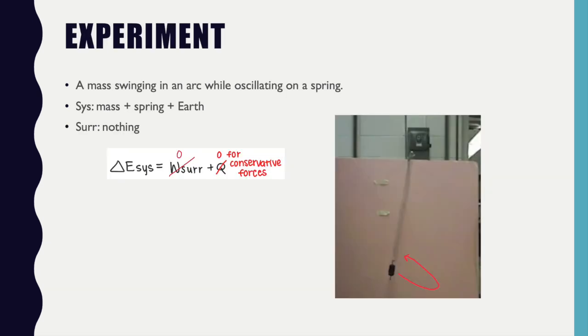The experiment was recorded on video and provided to us. A mass was swung in an arc while oscillating on a spring fixed at the top. The system is the mass, spring, and earth, and the surroundings include nothing. Now looking back at the energy principle, there are no surroundings to do work, so keep in mind that in our experiment, delta E is just equal to 0.